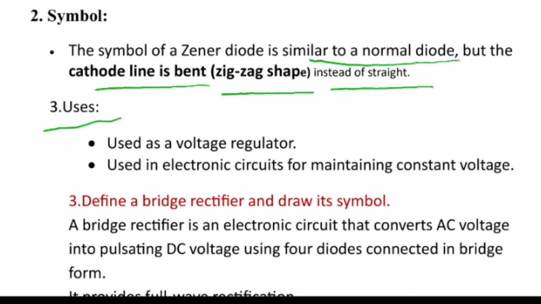Coming to the uses, we can use it as a voltage regulator and in electronic circuits for maintaining constant voltage. You can write the advantages or uses; you will get a little bit of extra marks.